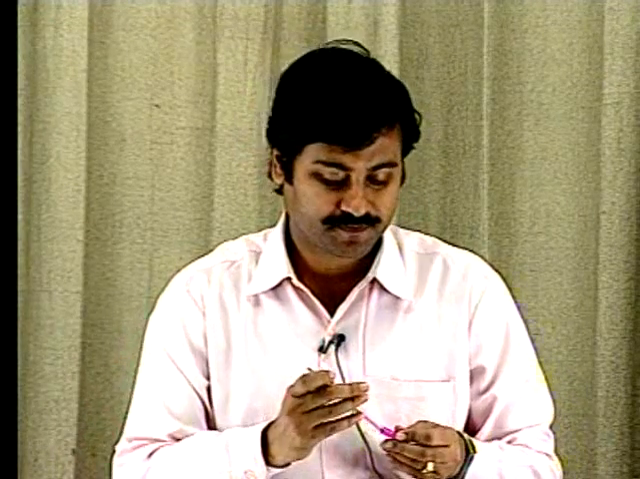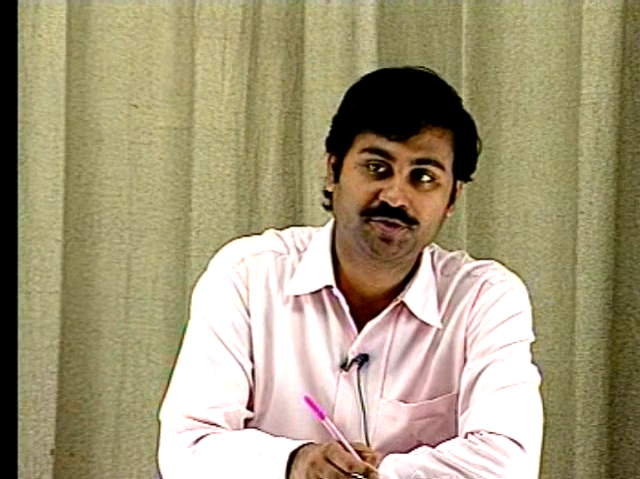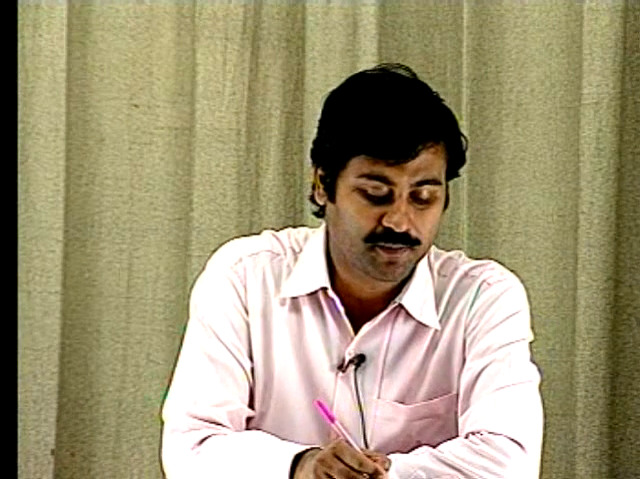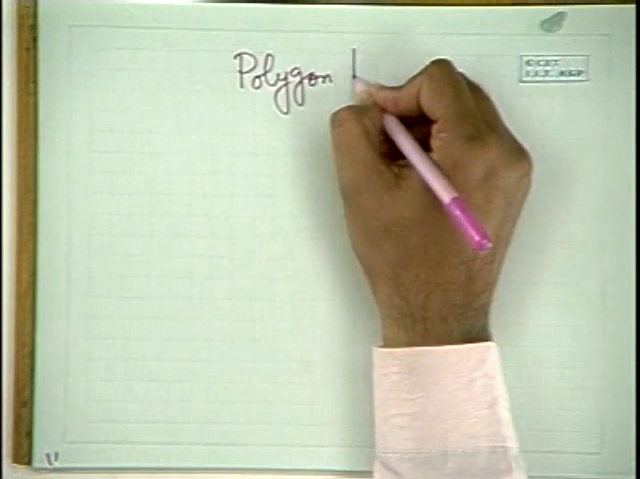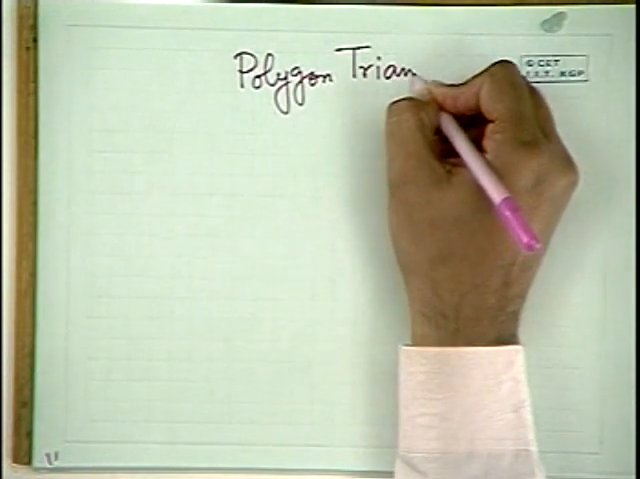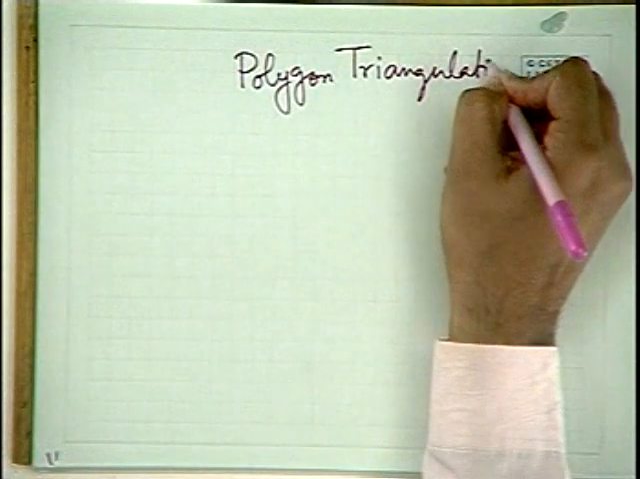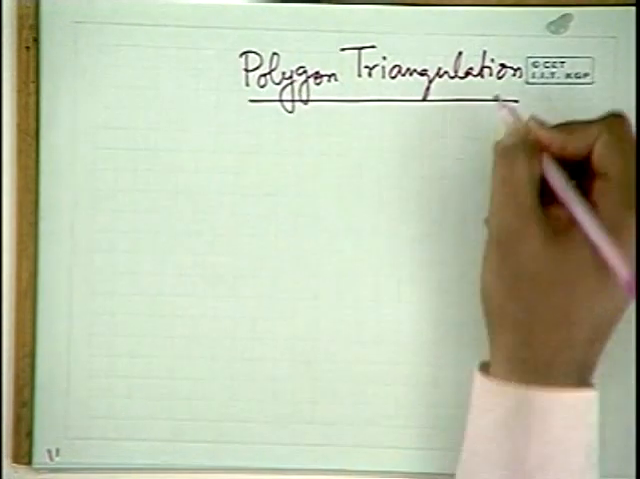So today we will see how to solve another optimization problem using dynamic programming. The problem which we will take today is called the polygon triangulation. So in polygon triangulation, first let me tell you what we mean by a polygon.